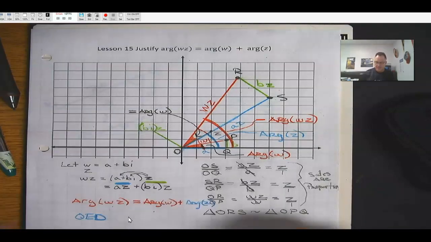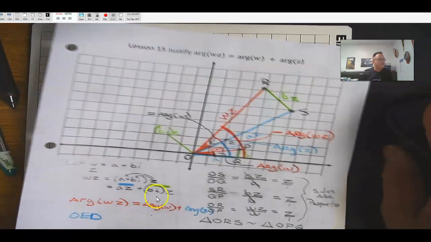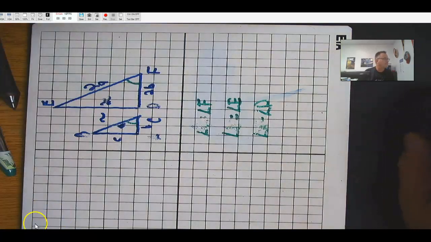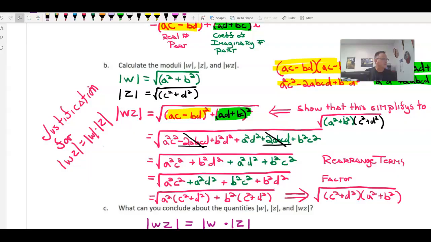All right, so let's go back to our packet now. Okay, this is going to go with your packet. Just staple it to it. Just staple it to lesson 15.